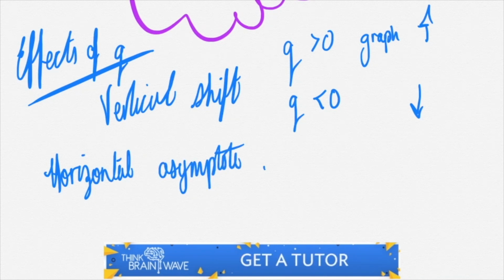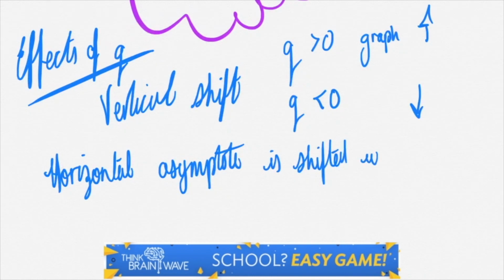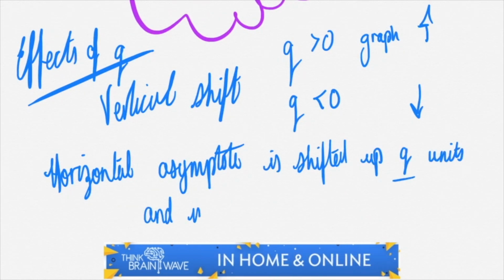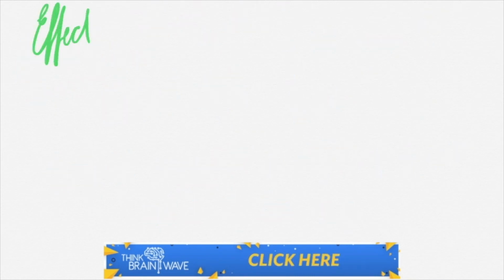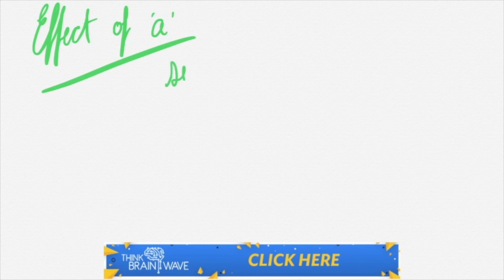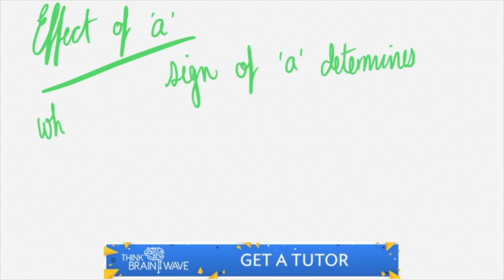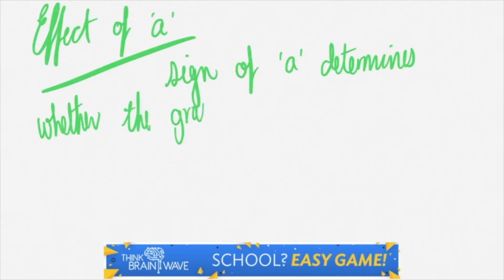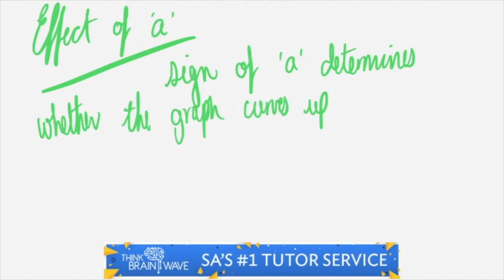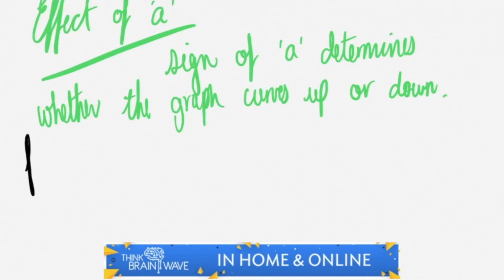The horizontal asymptote is shifted up q units, and is the line y is equal to q. The effect of a, the sign of a, determines the shape. So it determines whether it curves up or down.